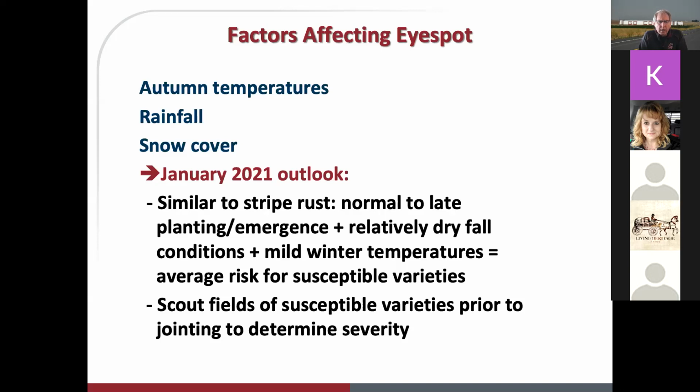So what do we know right now? Well, it's similar to stripe rust in the sense that we've had normal to late planting and emergence, and relatively dry fall conditions reduced the risk for infection. Mild temperatures during the winter, at least the temperatures during December and January before we had this recent snowfall, allowed the disease to develop to some extent, but I would still say we're at average risk for susceptible varieties. Again, with eyespot, one of the things we recommend in the spring is to scout fields of susceptible varieties prior to jointing in order to determine how severe disease is and whether a fungicide application might be warranted.